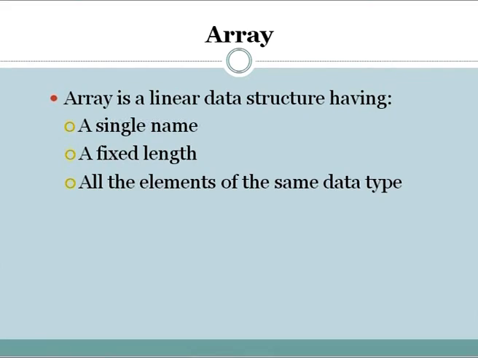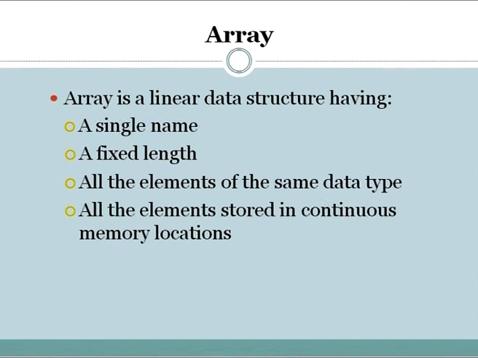And a very important property of array is that all the elements of the array should be of the same data type. It means that if we say an array is of int type, then all the values of array must be of int type. If you declare an array of float type, then all the values of array must be of float type. If you declare an array of character type, then all the values of array must be of character type. That's why we say that all the elements of the array are of the same data type.